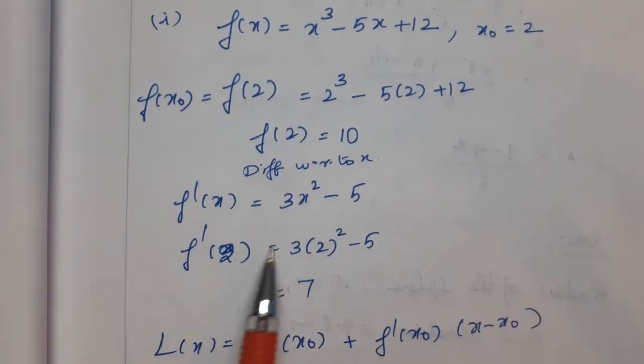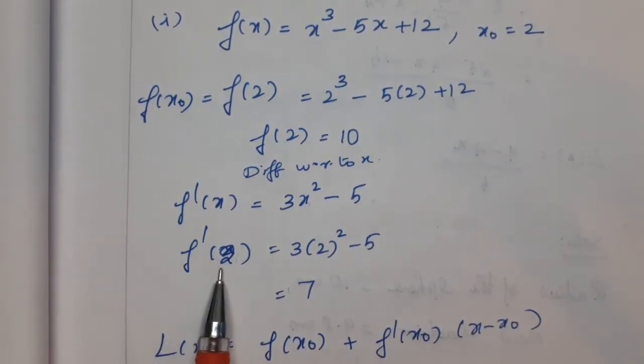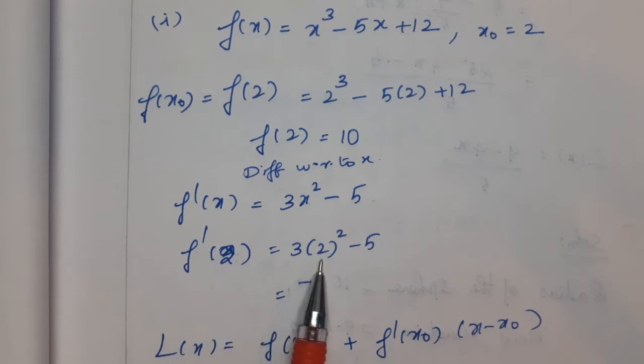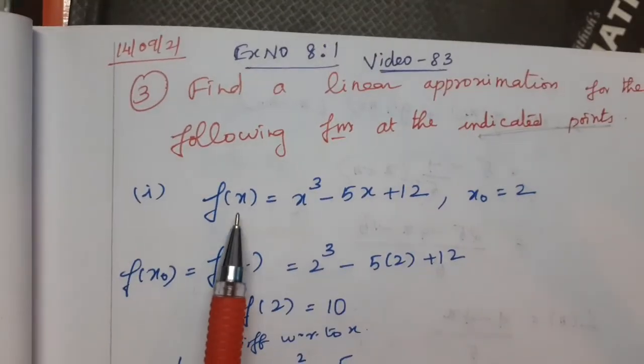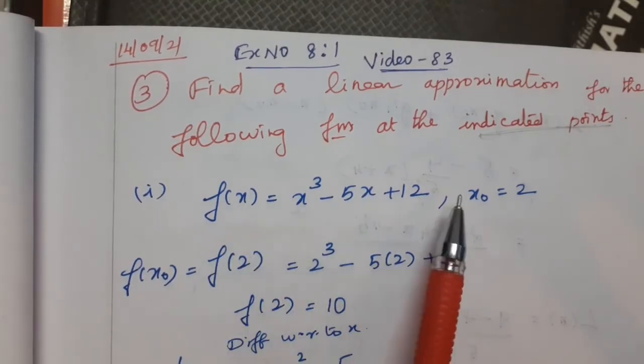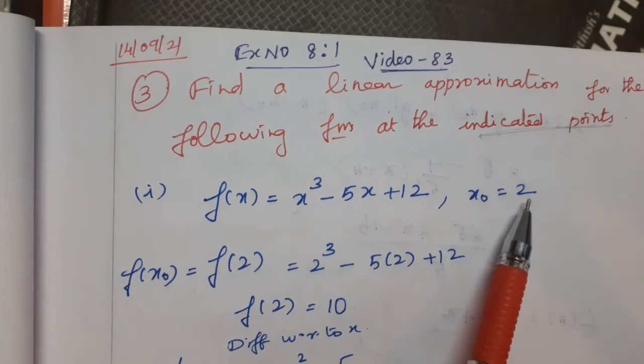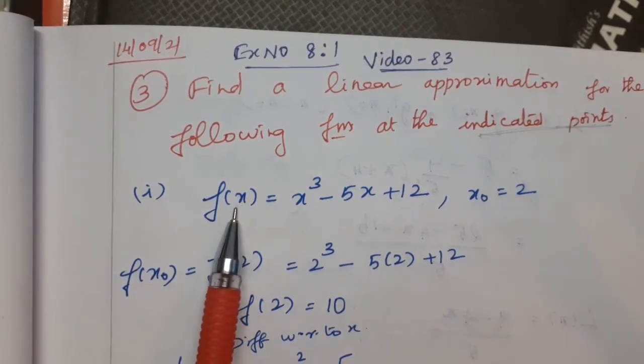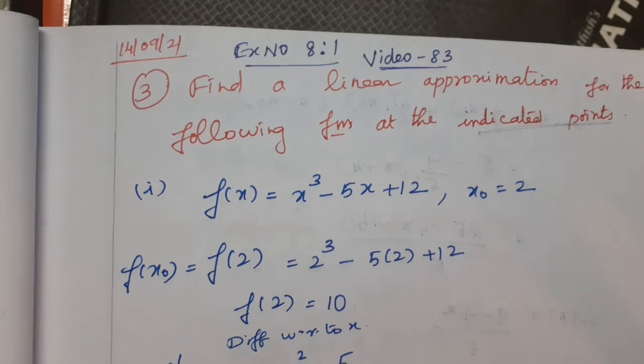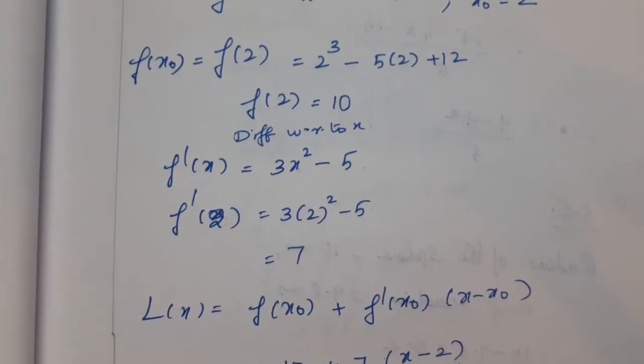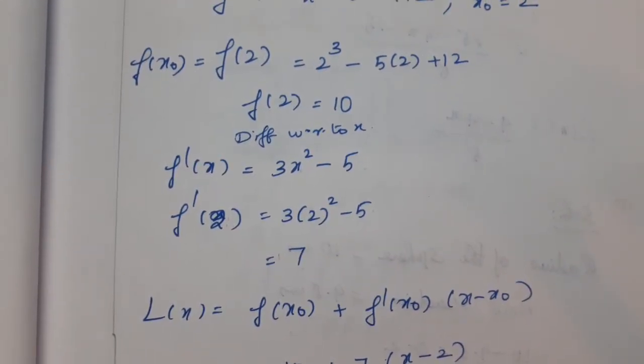Afterwards you substitute the same indicated point 2. f dash of 2 equals 3 into 2 square minus 5. 2 twos are 4, 4 threes are 12. 12 minus 5 is 7. First we substitute x naught instead of x; here the indicated point is 2. First substitute x equal to 2 in the given function, and after differentiating, you substitute x equal to 2 also. First find f of x naught, afterwards find f dash of x naught.